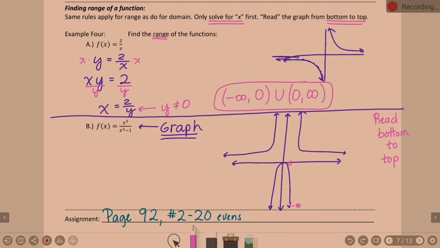Part of my range is negative infinity, which always uses parentheses, to 0. What do you want? Bracket. Did it touch y equals 0? Yes. When I hit trace, it's touching y equals 0, so that's a bracket. Now, union. Now what's my graph do? Starts at 0? No. Like it never touched.